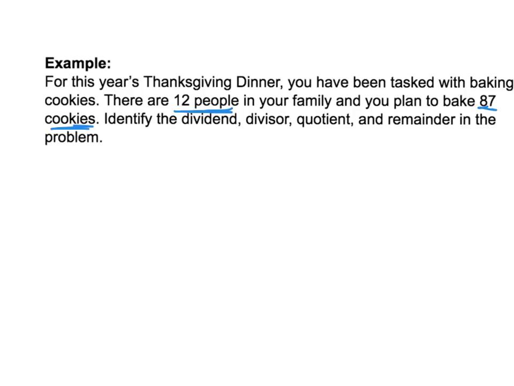All right, so we're taking these 87 cookies and we're splitting them up amongst our 12 people. So that means that 87 has to be our dividend because it's the number that's being divided up. 12 then is going to be our divisor because it's the number of groups that we're creating. And then our quotient is going to be our answer.